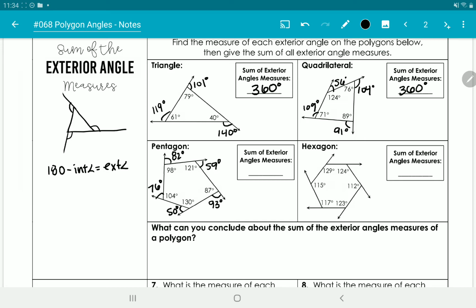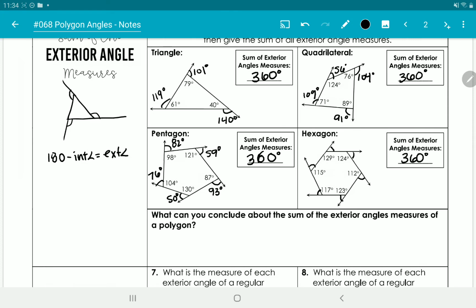Again, if we add them all together, the sum of the exterior angle measures is still 360. So it's the same for a pentagon. Well, looks like it's going to be the same for the rest of them. Let's go ahead and try a hexagon. I want you to go through and write all these angles down. Do 180 minus the interior angle, and when you add them all together, you are once again going to get 360 degrees.